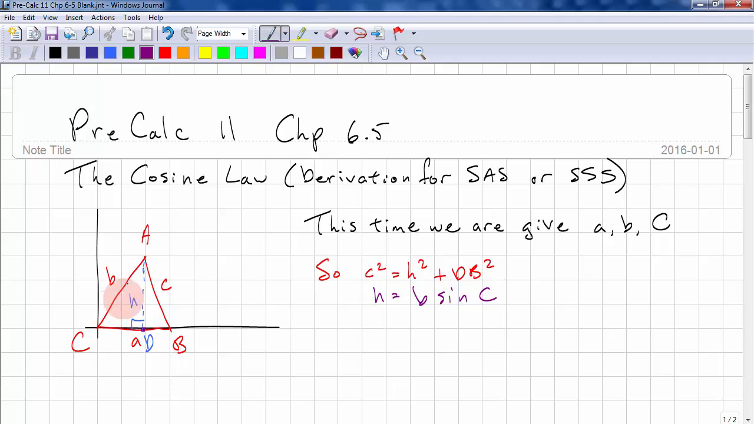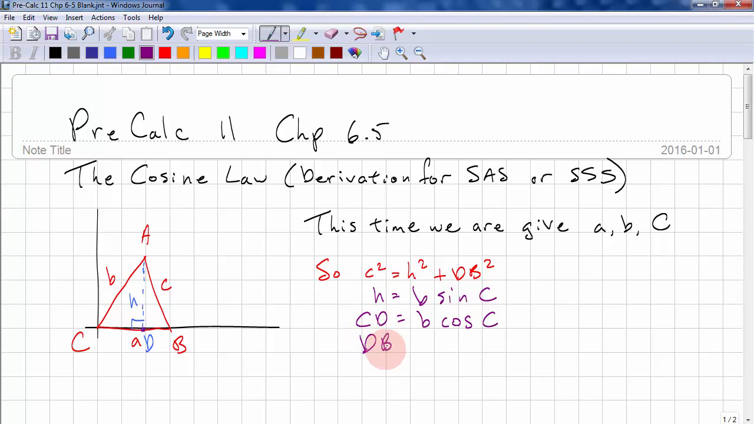We also have the property where h equals b sine C. Okay, so in this case, we're considering SOHCAHTOA. So we have opposite over hypotenuse, and that's sine. Now, CD, this side, equals b cos C.